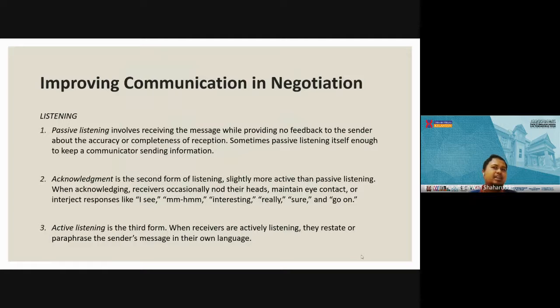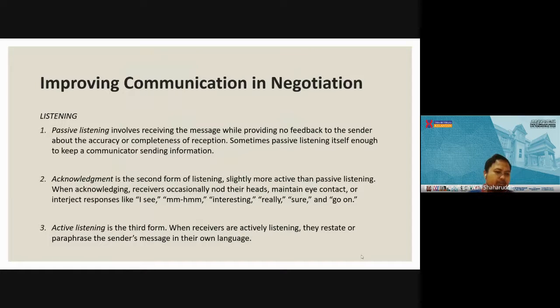Improving again, we can also improve communication in negotiation by listening well. We have three forms of listening. Number one, passive listening. It involves receiving the message while providing no feedback to the sender about the accuracy or completeness of reception. Sometimes you will be very passive while listening, because you know that being passive itself is enough to keep a communicator sending information. Although you're not giving feedback, you know that the other person will not stop giving you information.